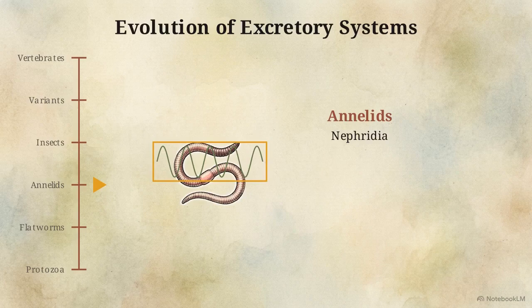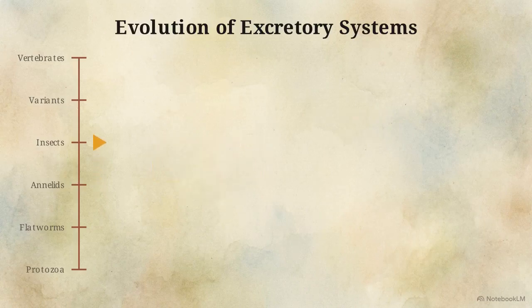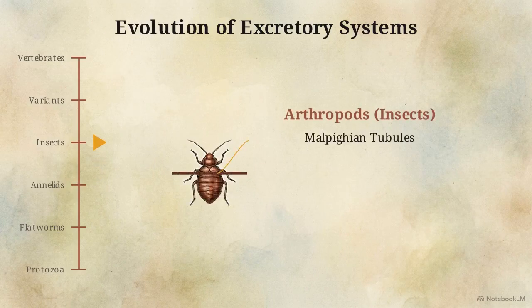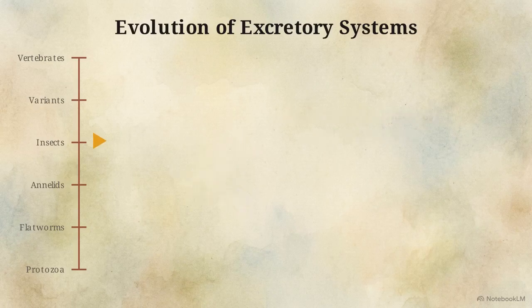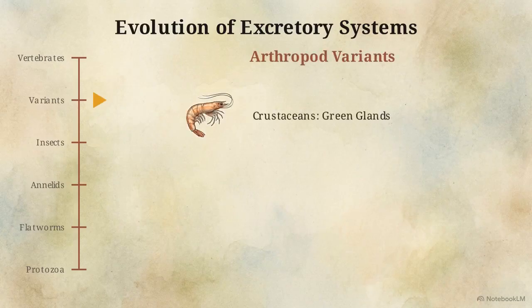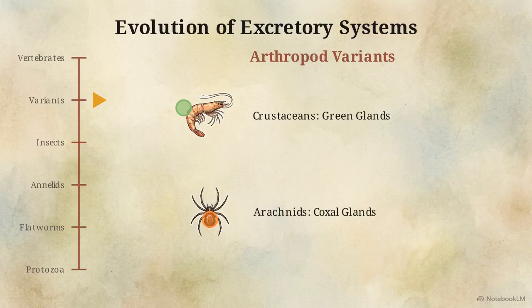In annelids, like the common earthworm, the system upgrades to nephridia, coiled tubular structures that extract waste from the body cavity. In arthropods, specifically insects like the cockroach, waste management is handled by Malpighian tubules, which extract uric acid and deposit it into the digestive tract to conserve water.